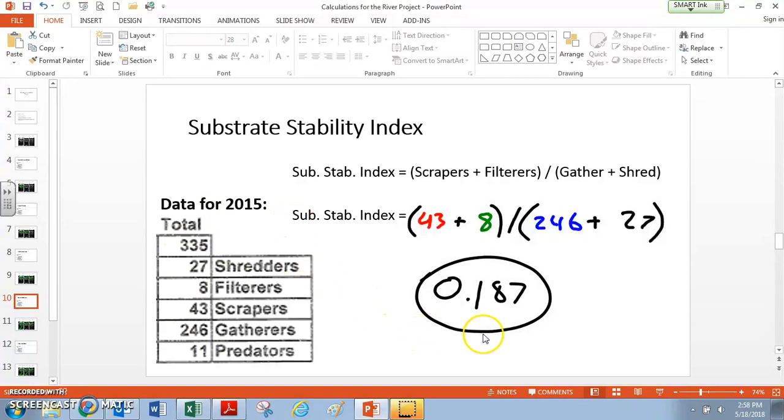So is our substrate very stable? No, it's actually pretty unstable. It's closer to 0 than it is to 1. So let's go ahead and look at predator control index, and then we'll kind of look forward to Shannon Weiner diversity index, which we'll have in another video.